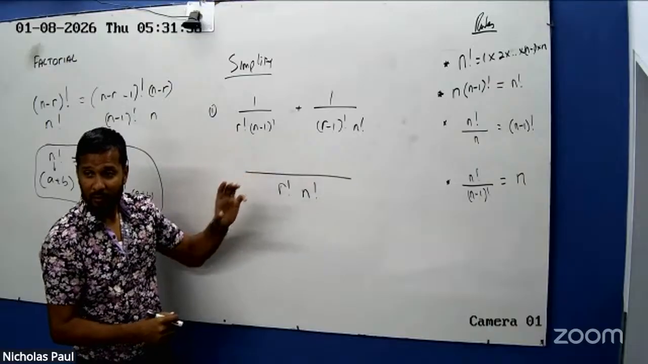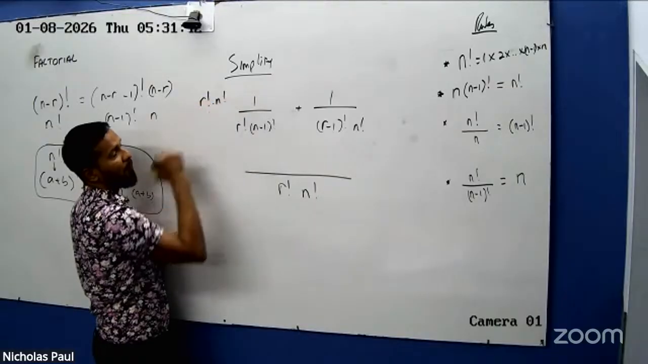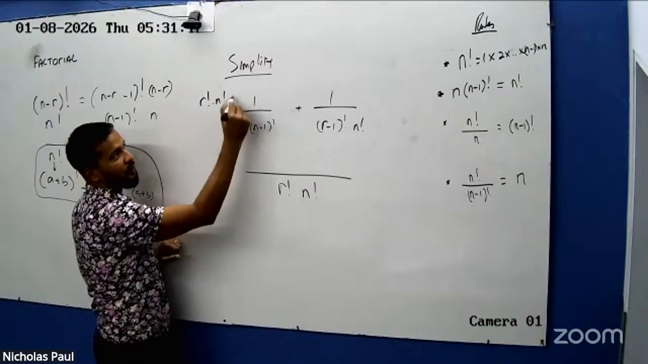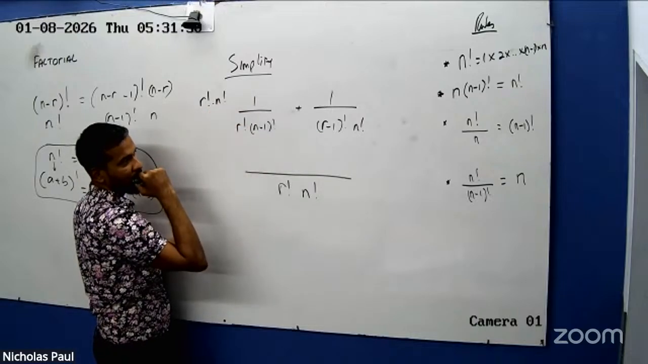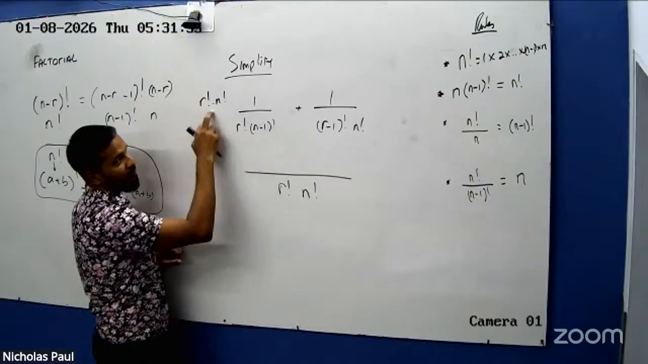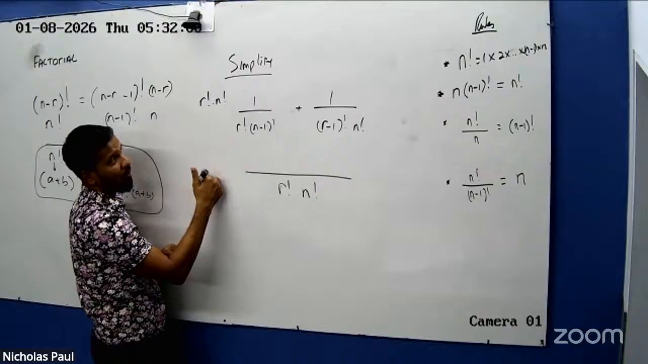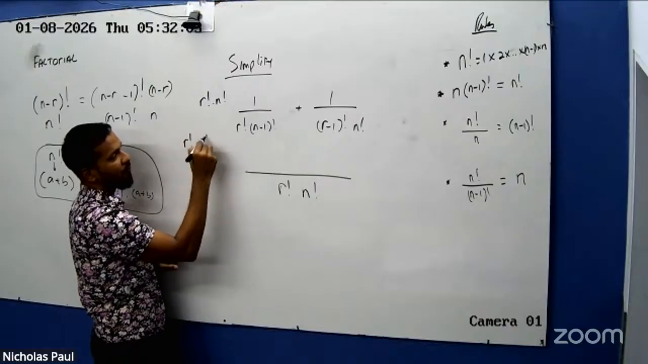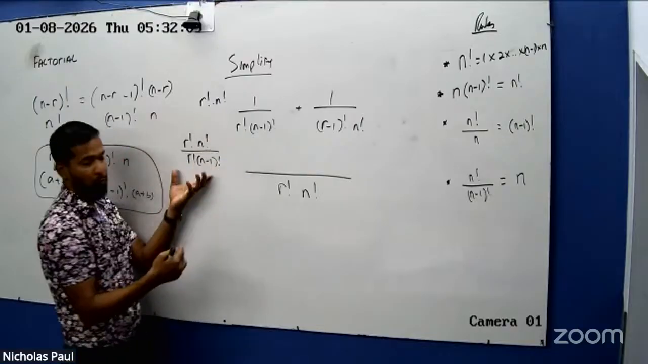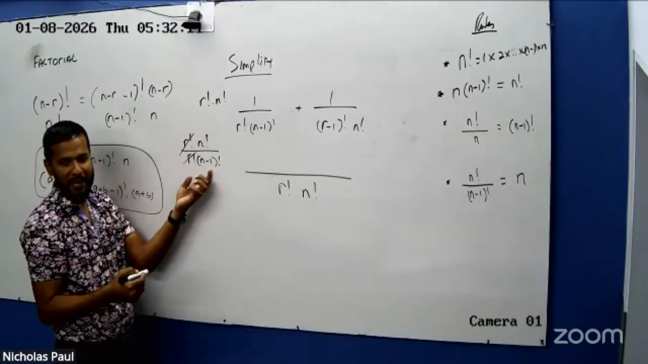So I'm multiplying this by this. Help me out here. What is this by this whole thing? Now simplify. What will happen with the r factorials? What is n factorial divided by n minus 1 factorial?